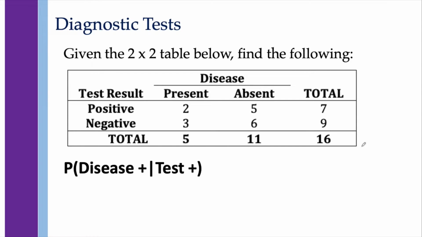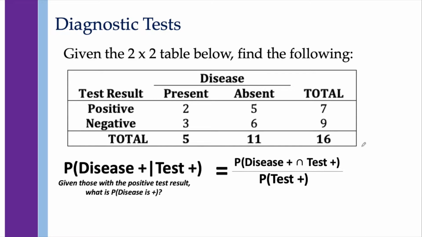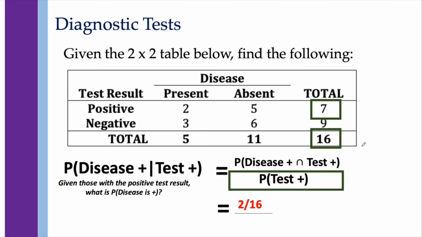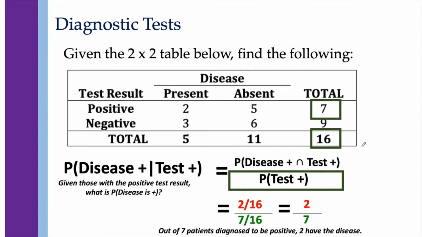Let's have another example. Disease is present given that the test result is positive. So the numerator here will be 2 out of 16. And the denominator here will be 7 out of 16. So that is 2 out of 7. That tells us that out of 7 patients diagnosed to be positive, 2 of them actually have the disease. Meaning out of those patients which are diagnosed to be positive, 28.6% of them really have the disease.